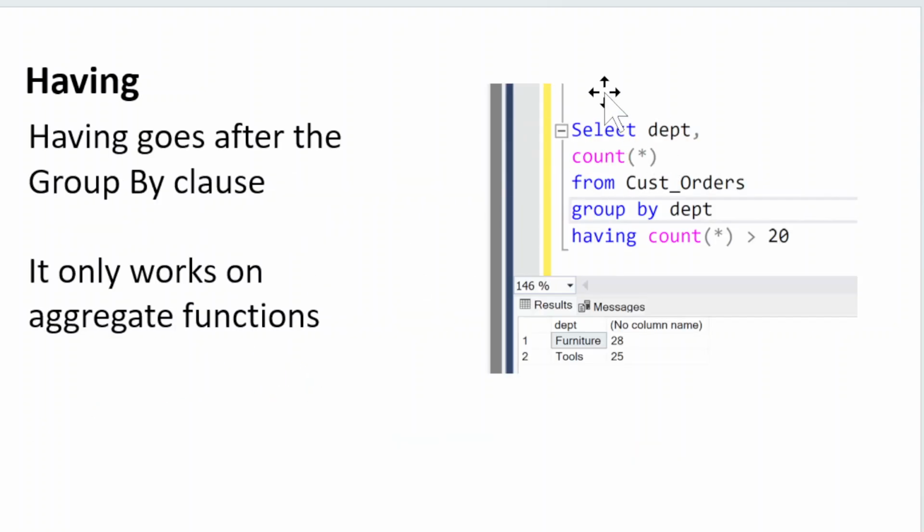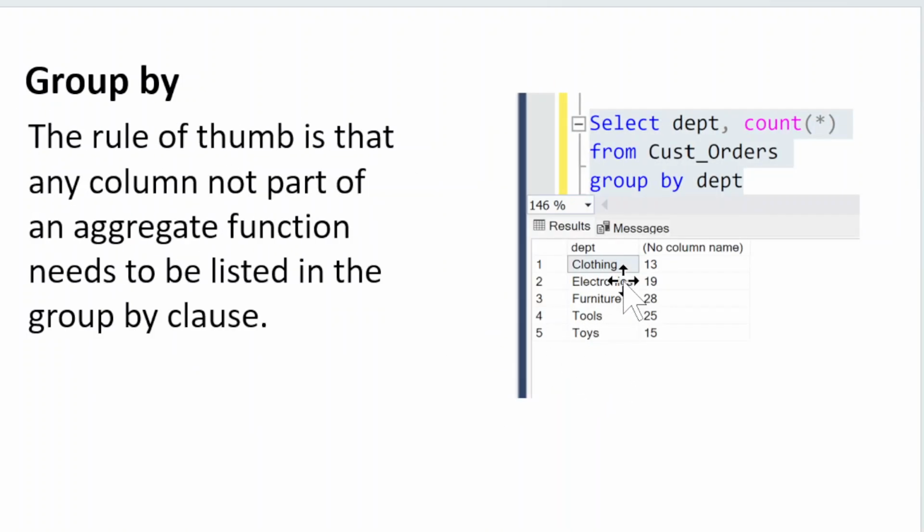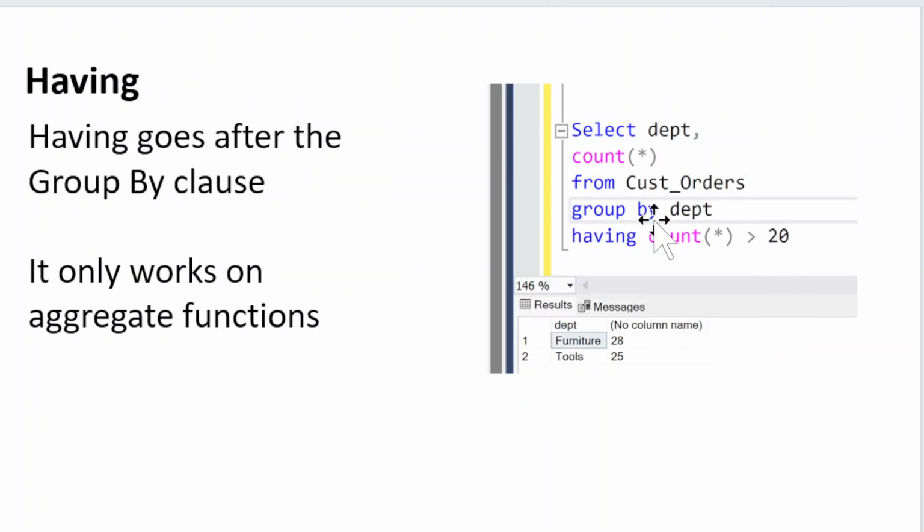So I do my select department and I count. This is the standard thing we had, the group by. So we'd have a list of departments just like up here, and their count. This is what my results would be, clothing, all those, and their count. Notice only two of them, furniture and tools, are above 20 here. So with having, I would say having count greater than 20.